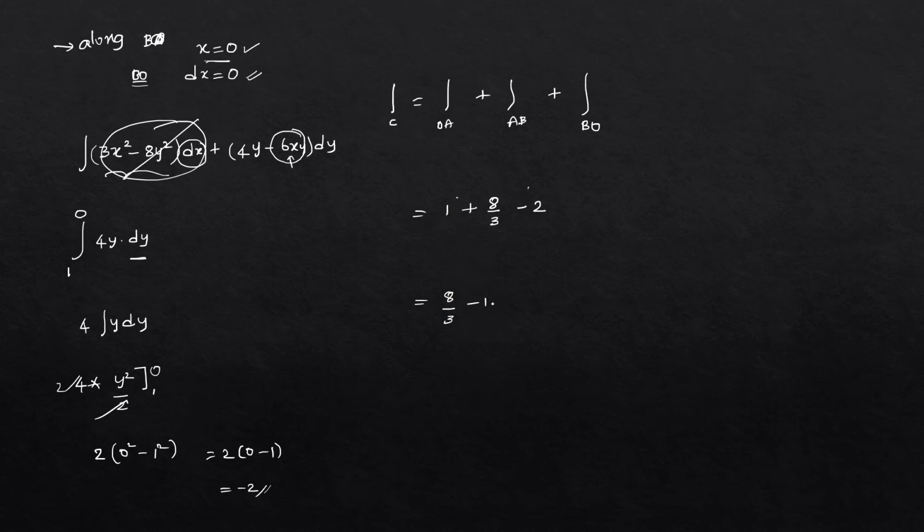So 3 ones are 3. It will become 8 minus 3 by 3. That is 5 by 3. That is 5 by 3. It is the LHS value. I am putting it as equation 1, Roman numeral 1.